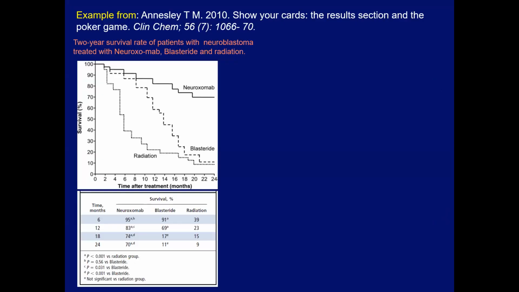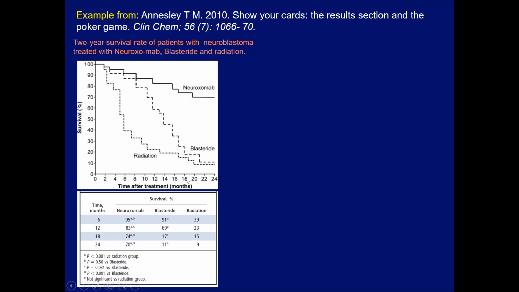For example, according to the study done by Nestle in 2010, he described the 2-year survival rate of patients with neuroblastoma treated with neuroxumab, plastide, and radiation. So this graph represents the survival rate, on the y-axis the survival rate percentage, and on the x-axis the time after treatment. So he just presented the survival rate according to the time after treatment.